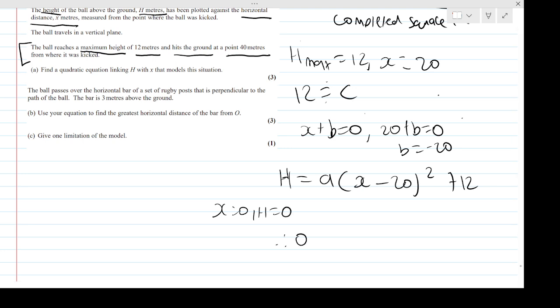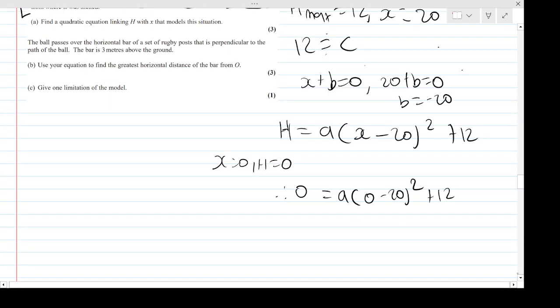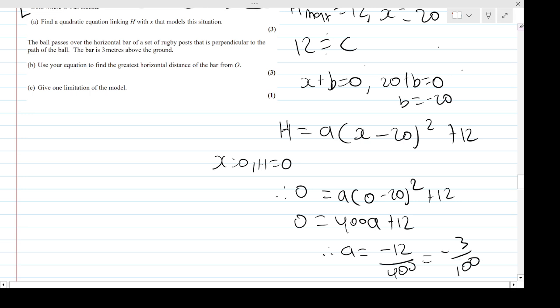But therefore, if we substitute that in, 0 is going to be a lots of 0 minus 20 squared plus 12. Well, that's an equation for a, right? If I can work out the square number. Well, 0 is, well, that would be minus 20 all squared, that's going to be 400a, add 12. Well, therefore, a then is going to be minus 12 over 400, right? If I move the 12 to the other side, then divide by 400, that's going to get me minus 3 over 100. There we are. So that's the value of a.